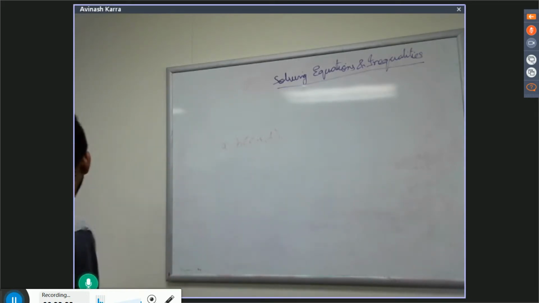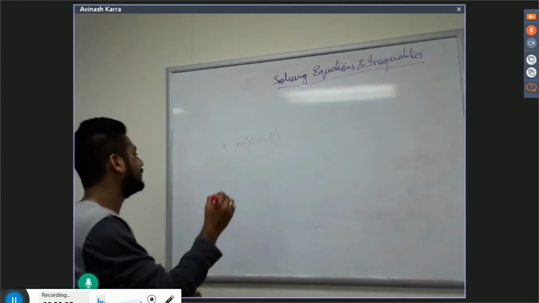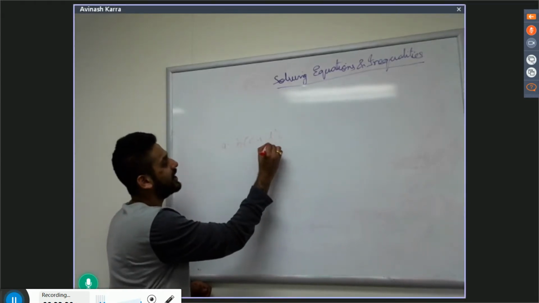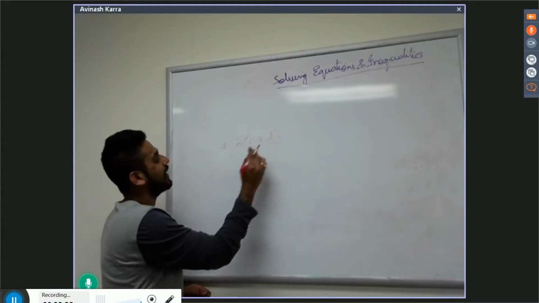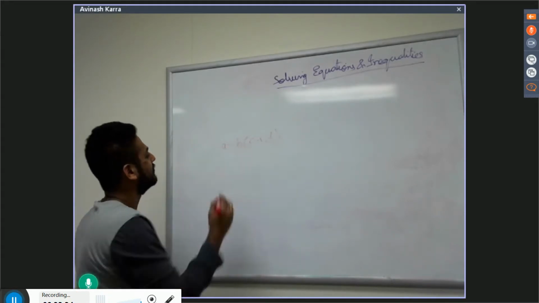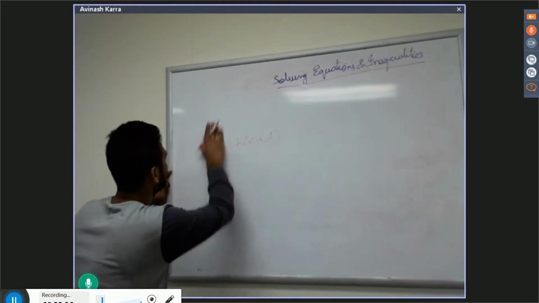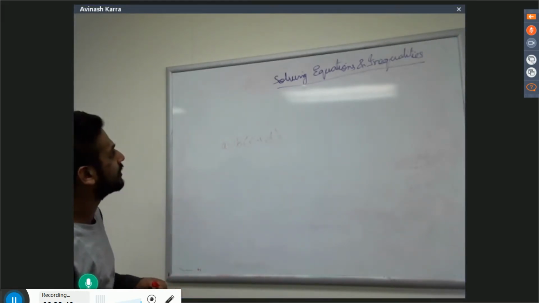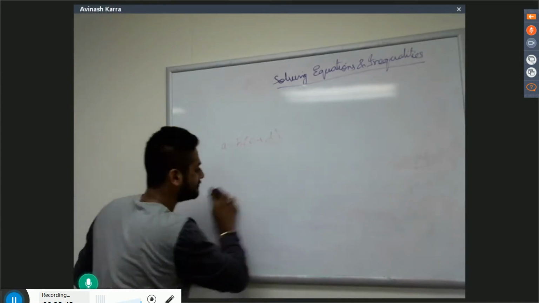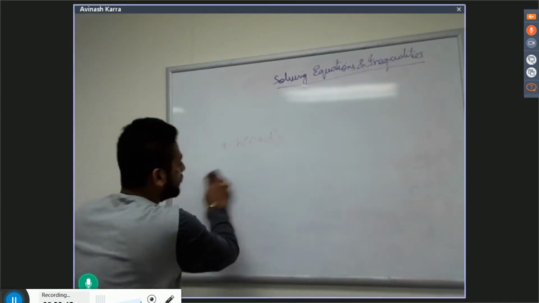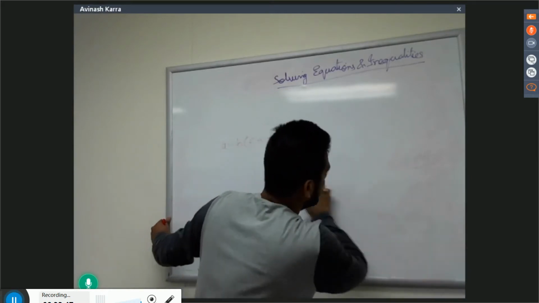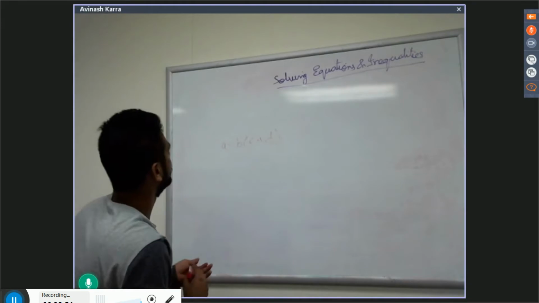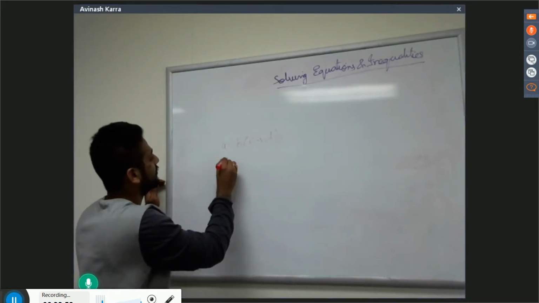I'm not able to see. Can you find D? Can you make D as a subject and find the value of it? I have the answer. Yeah, me too. Okay, what is the answer? A over B minus C equals D.